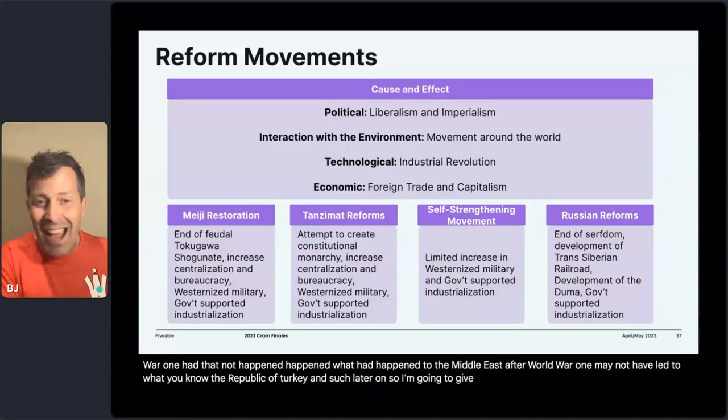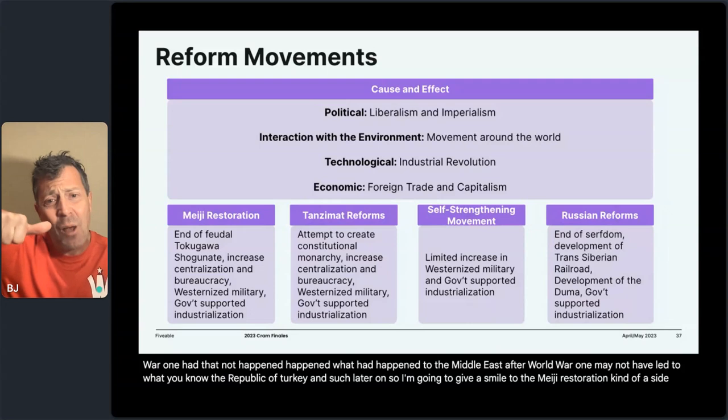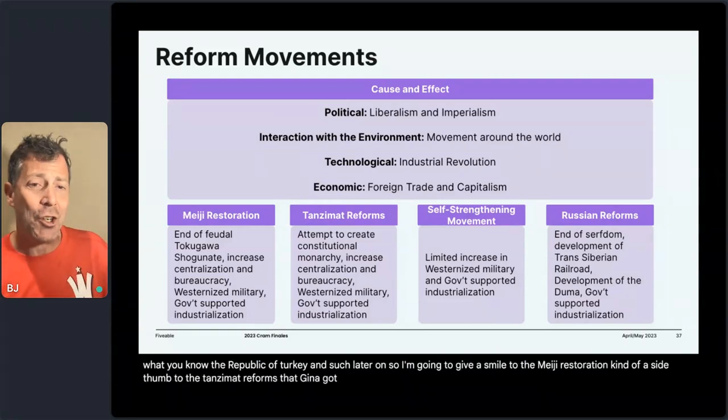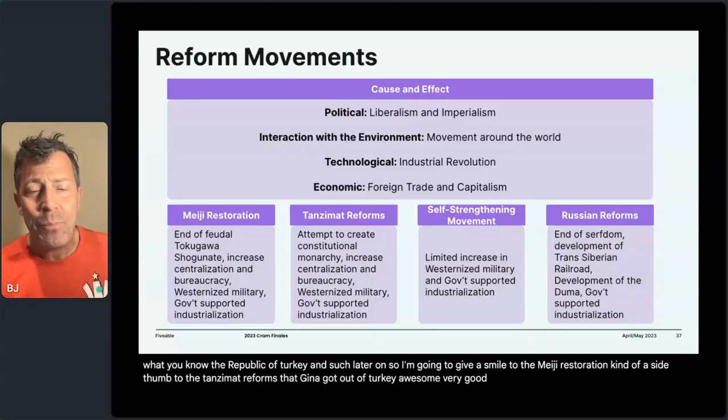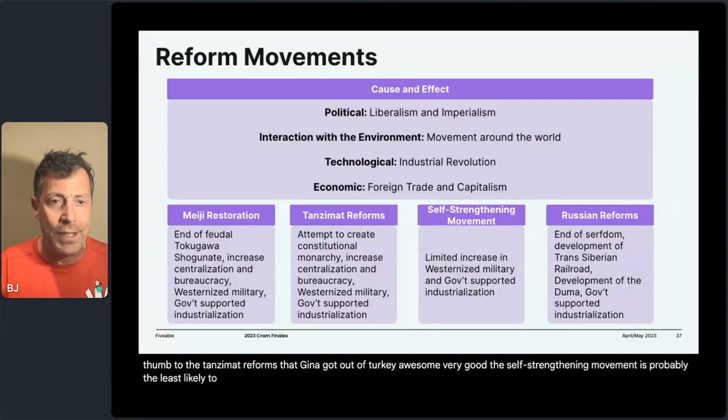So I'm going to give a smile to the Meiji Restoration, kind of a side thumb to the Tanzimat reforms. Yep, Gina got Ataturk. Awesome. Very good. The self-strengthening movement is probably the least likely to be on the test.